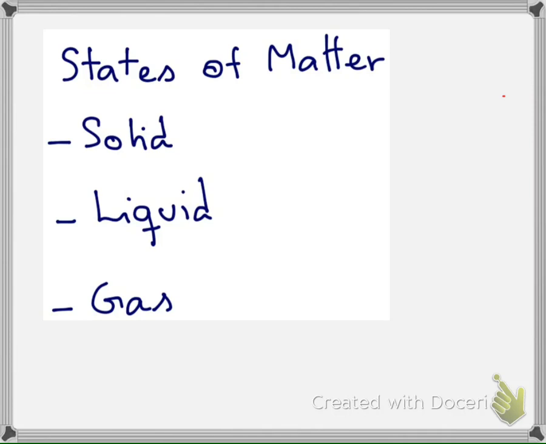We start our study in this chapter by discussing the states of matter. In general, we say that we have 3 states of matter, which are solid, liquid, and gas. Some people may say that there is a 4th state of matter, that is plasma.